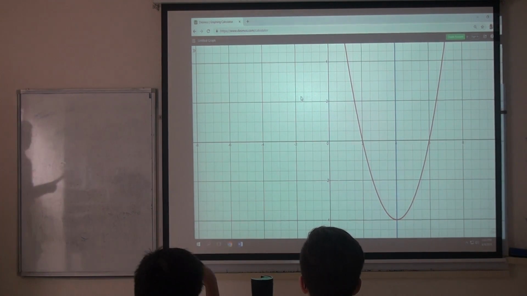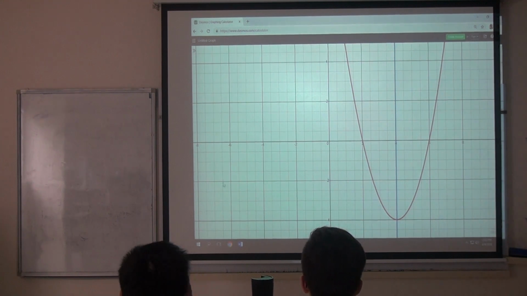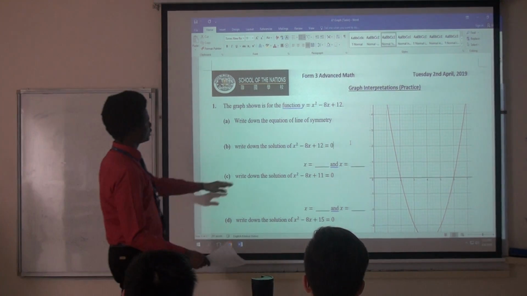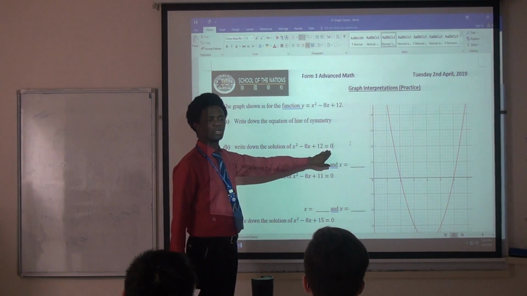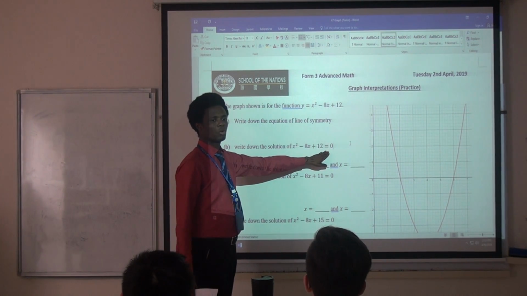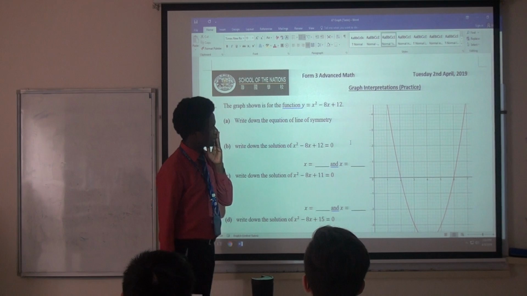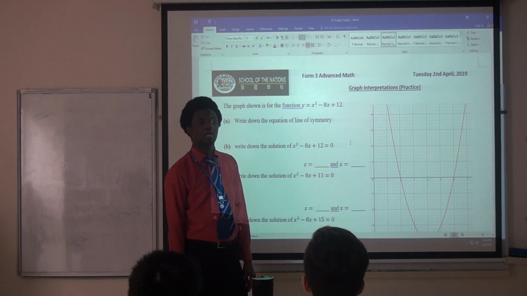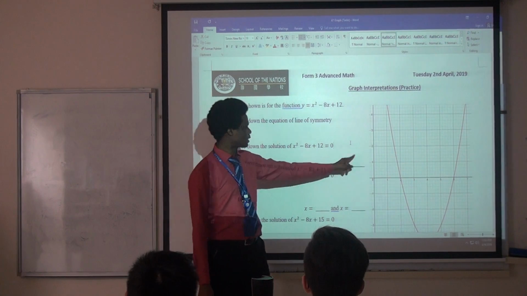Good. Then the next thing says, everybody look at the board. The next thing says, write down the solution of this equation equals 0. What did you get from the graph? This is the same graph we are looking at. What did you get? 2 and 6. X is equal to 2 and x is equal to 6.